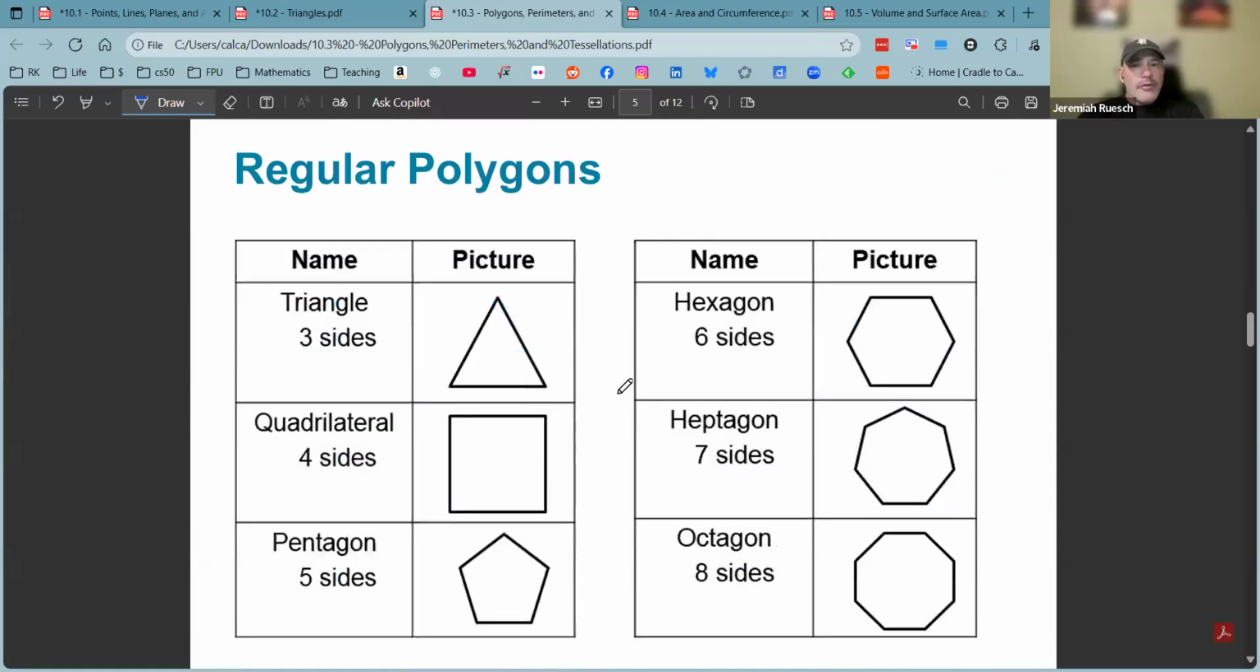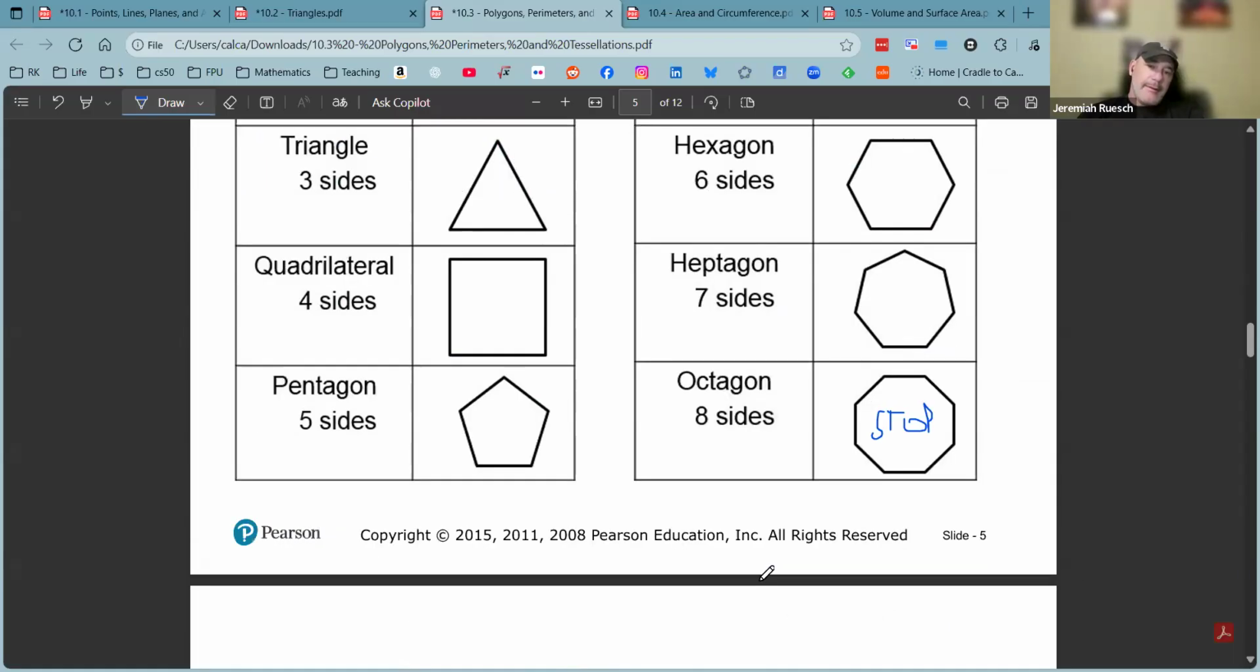Some common regular polygon names. You have the triangle with 3 sides, that's the equilateral. You have the quadrilateral, that's the square. Regular pentagon, regular hexagon, regular heptagon, and then the regular octagon. You might see these often in your neighborhood. The stop sign has the word stop written on it. So every stop sign is an octagon. It's actually a regular octagon.